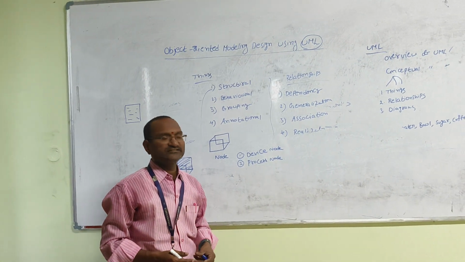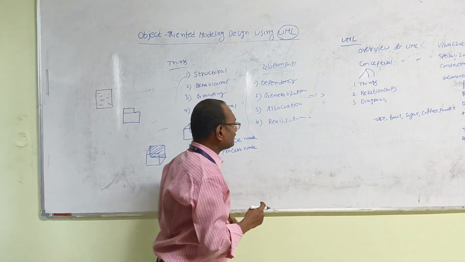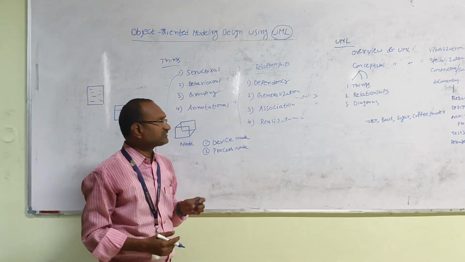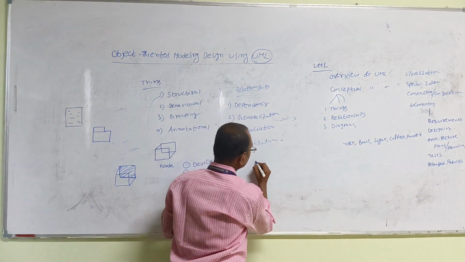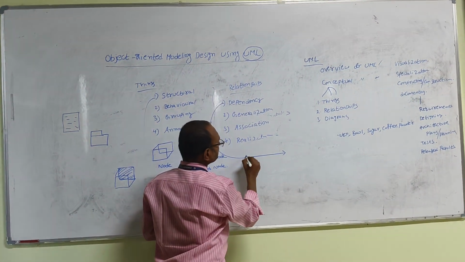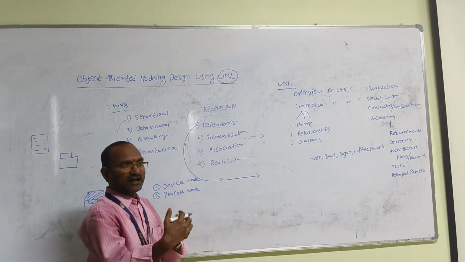Relationships are generally described as four types. Dependency relationship: a dependency relationship always depends on the other one. The symbolization is a line. This is the dependency symbol. It always depends on the others.